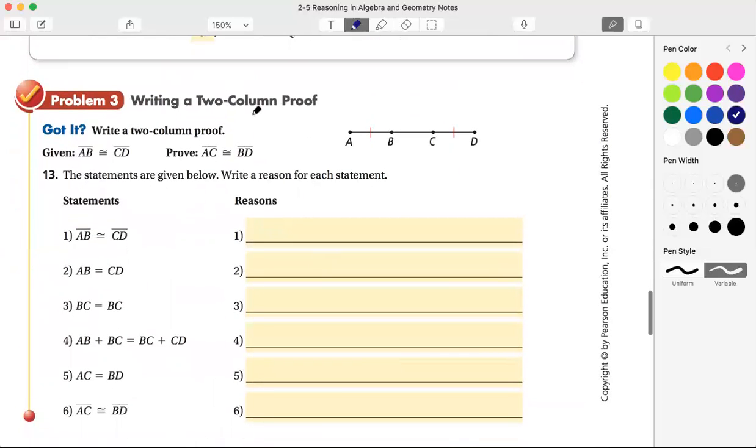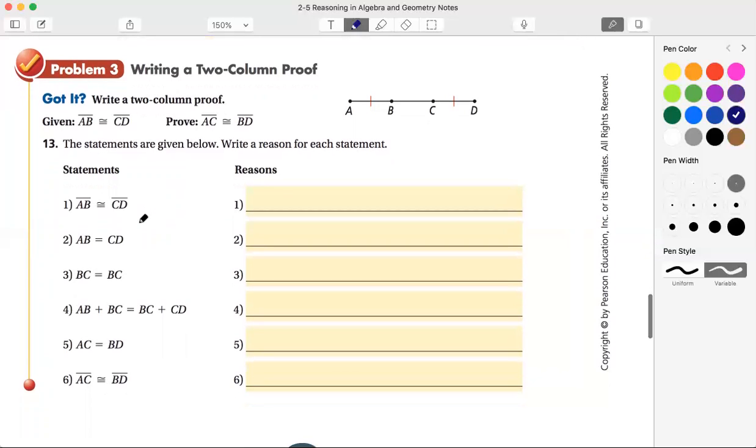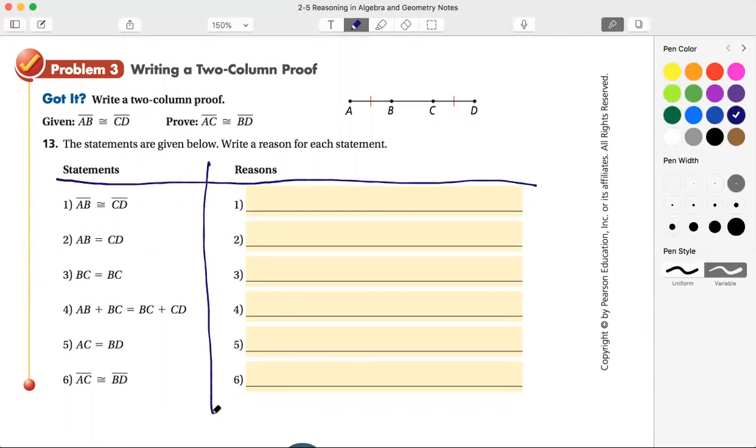Well, a two-column proof is simply writing each step from given information to what we want to prove, okay? And then for each time we write something, we have to provide a reason for why we can write it. So this is where we get the two-column proof from. A lot of times we write it in a table format, and that's where we get the two columns from, so statements and reasons. All right, so we start off usually with our given information.